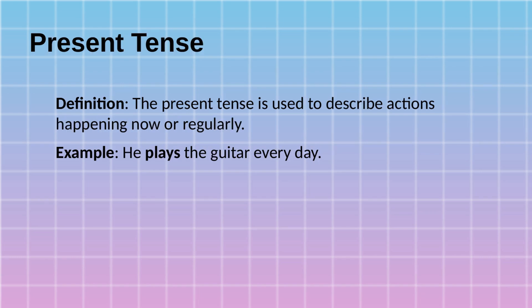Moving on to the present tense, it portrays actions that are happening now or regularly. For instance, he plays the guitar every day. Here, plays indicates an action that occurs regularly in the present.